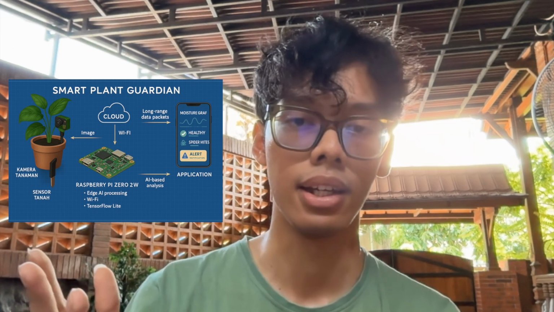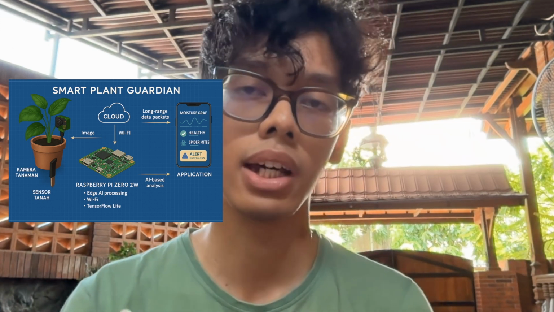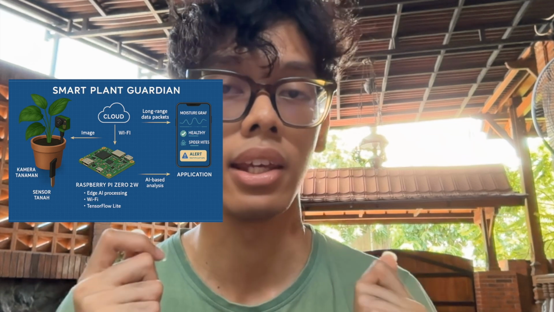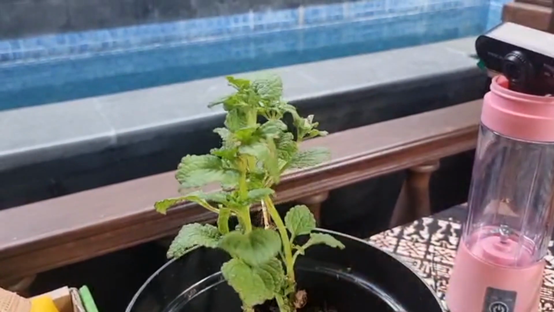Hi everyone, welcome. In the era of precision agriculture, real-time data is critical for crop sustainability. However, monitoring plant health often remains a manual and reactive process. Today, I'm presenting the Smart Plant Guardian, an integrated system designed to automate plant diagnostics using AI and Internet of Things technology. So this is a tomato plant.